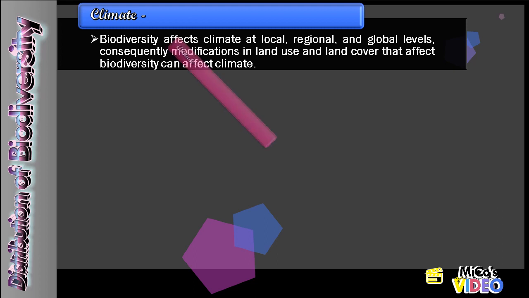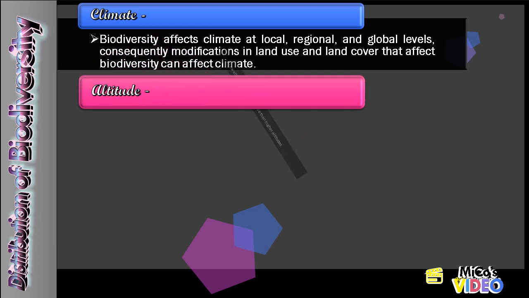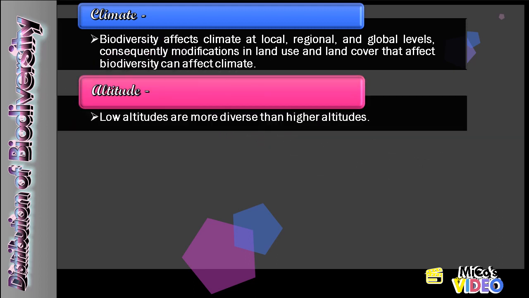Second is altitude. Altitude affects biodiversity in an inverse manner. Low altitudes are more diverse than higher altitudes. This happens because as we move up, the atmosphere becomes less dense, and because of this, shortage of oxygen means fewer species are able to sustain life at higher altitudes.